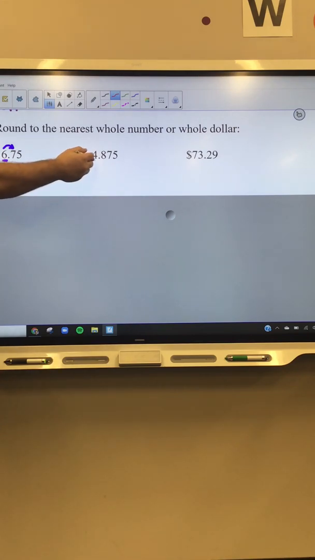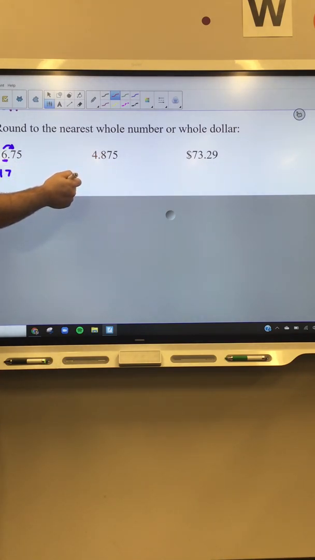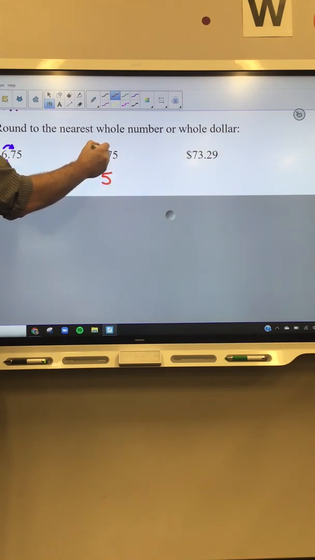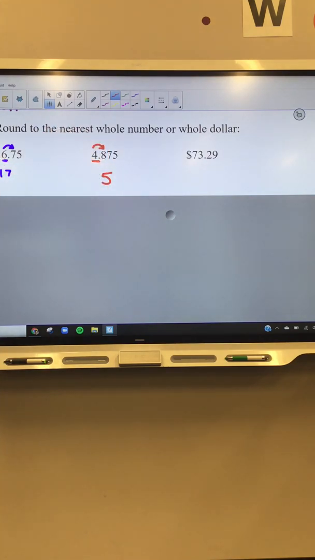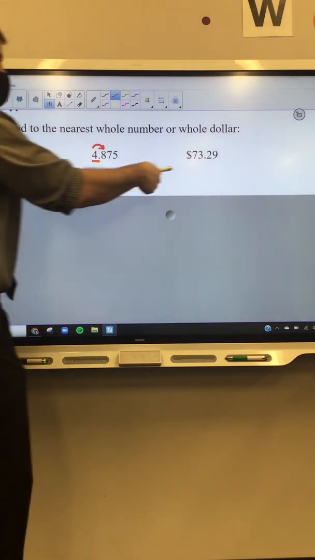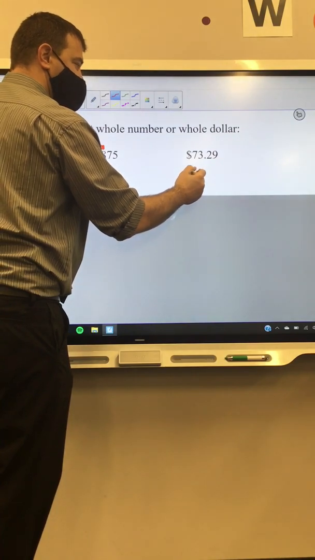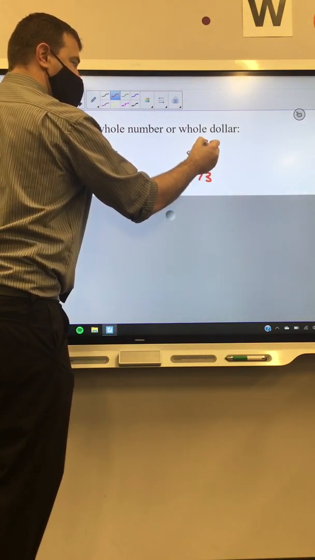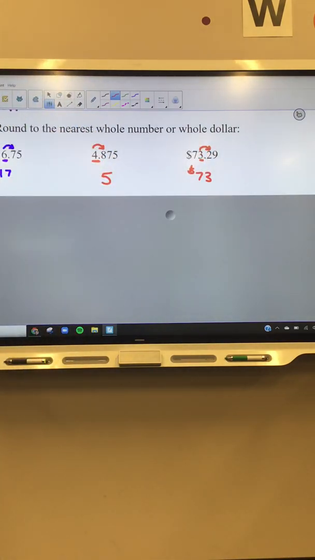Abby, what'd you get for 4.875? I got 5. You rounded up to 5? That's my whole number, and I'm looking at the next one over. You're right, that's large enough to say it's close to a whole nother number. David, what'd you get for 73.29? $73, right? If we're looking here, that's not enough part of a dollar to say it's close to another whole dollar. Good? Oh yeah, take a seat.